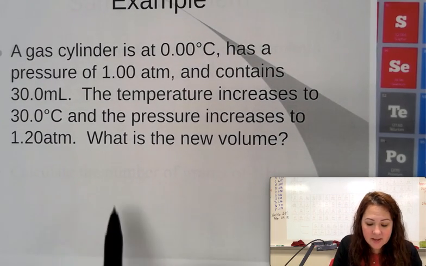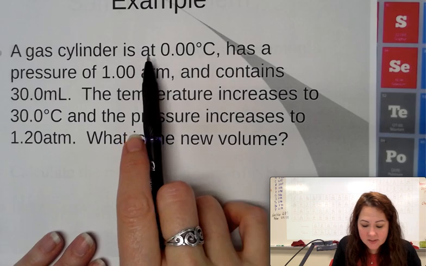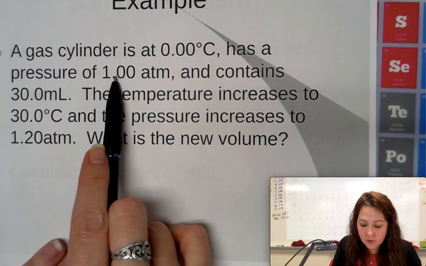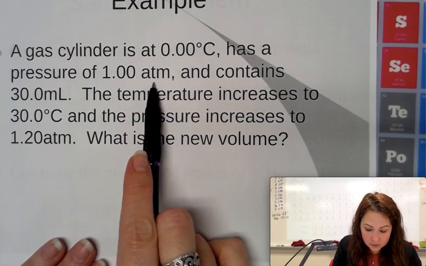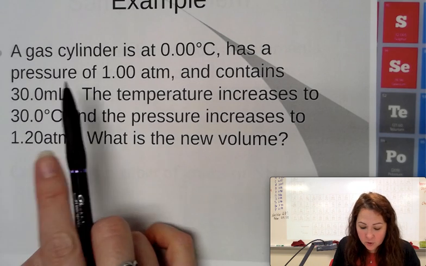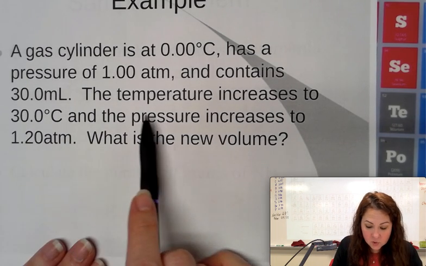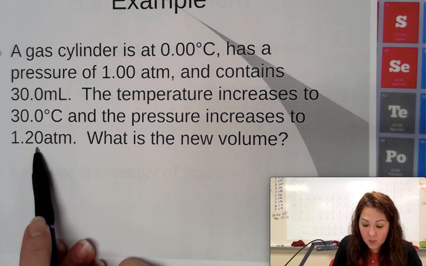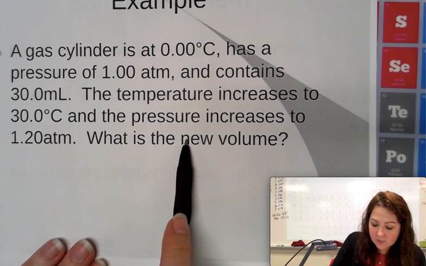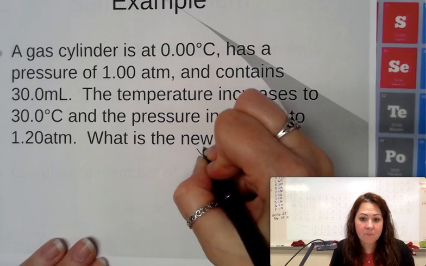So this one says a gas cylinder is at 0 degrees Celsius. It has a pressure of 1.00 atm and contains 30 milliliters. The temperature increases to 30 degrees Celsius. The pressure increases to 1.20 atm. What is the new volume? So I'm solving for V2.